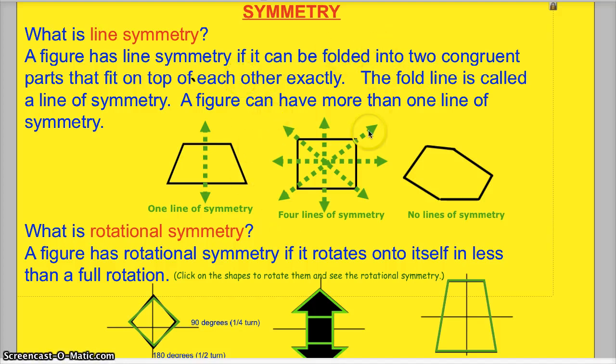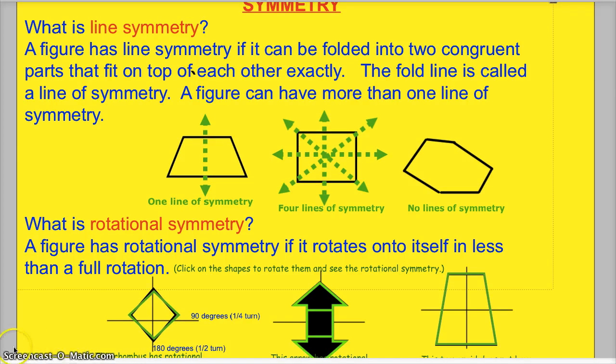A figure can have more than one line of symmetry. This trapezoid has one line of symmetry going down the center right here. Now a square has four lines of symmetry, one going down the middle here, one going this way, and then the two diagonals. So that's four lines of symmetry. This one, there's no line that I can draw. There's no line that I could draw that will be the same on both sides of the line.